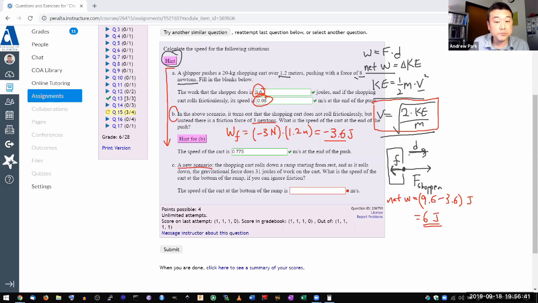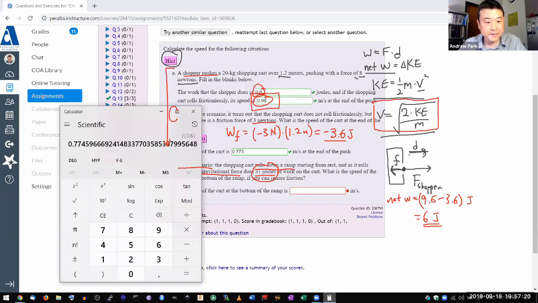Instead of having a shopper push it, now it's just rolling down a ramp. So you don't have someone that's doing the work, but you have something, gravity, that is still doing work. It says 31 joules of work. And 31 joules is 31 joules, whether it's being done by a person or if it's being done by gravity. So we can go through this exact same calculation here, just with a new number of 31 joules. So let me do that.